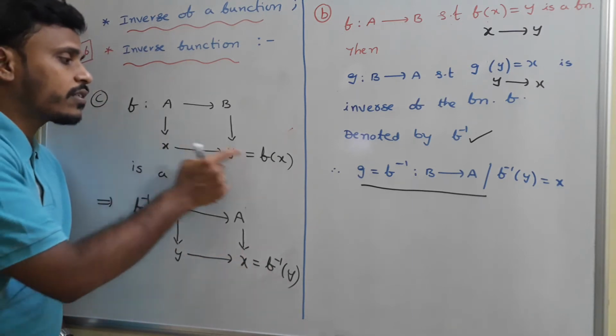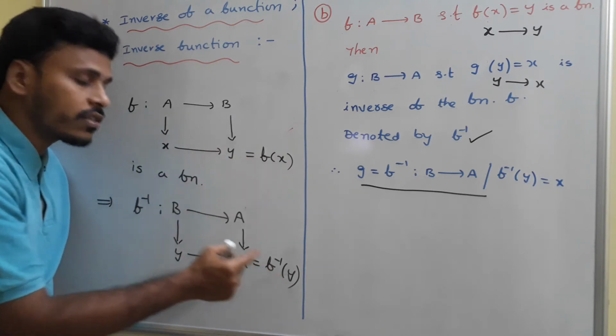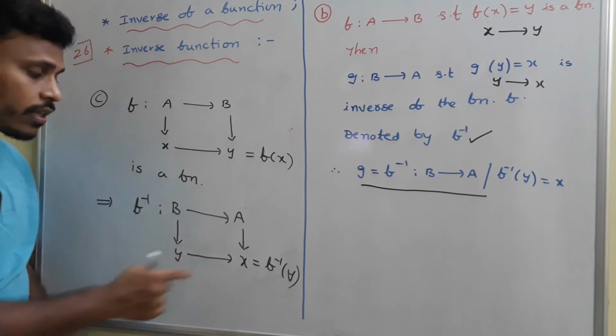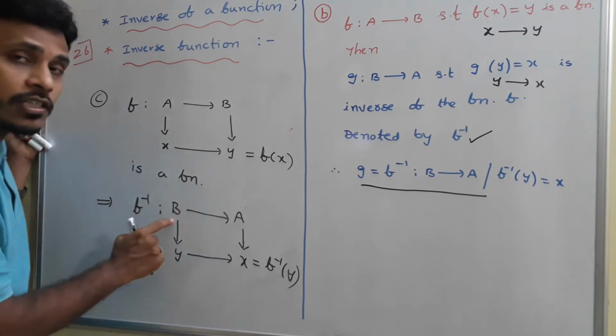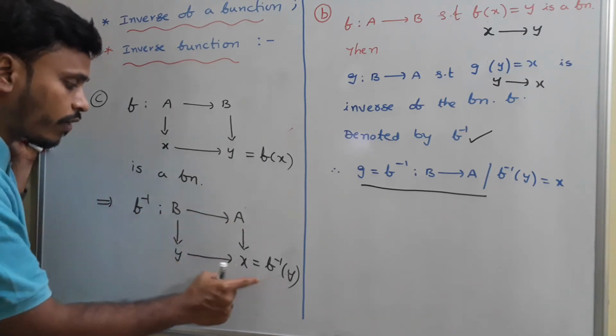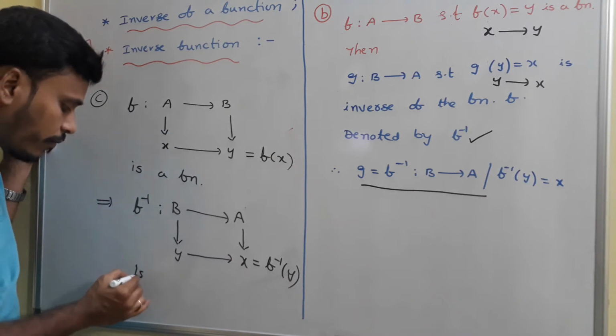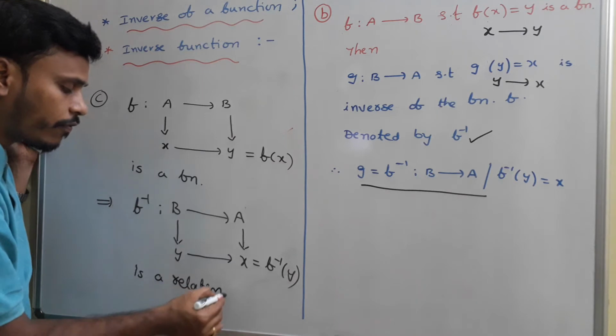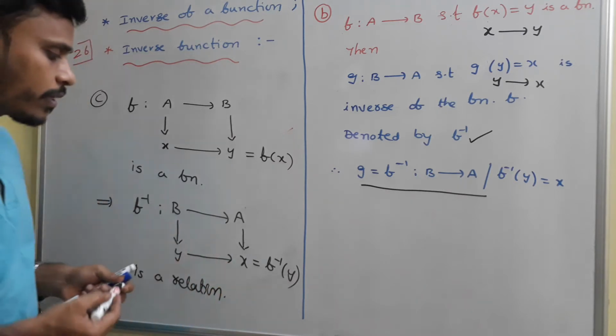See, this is f of x equals y, and this is f inverse of y equals x. This is the definition of f inverse. F inverse is from B to A such that f inverse of y is equal to x, and it is a relation. Whether it is a function or not, we don't know. We need to check as per the problem.